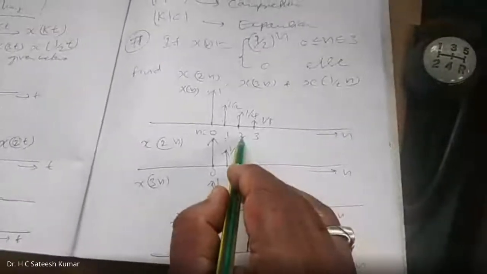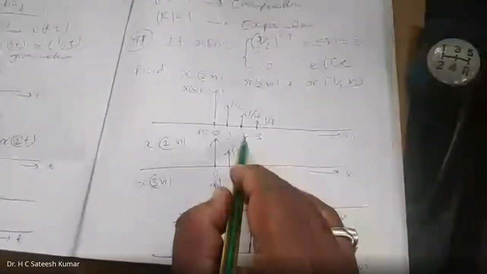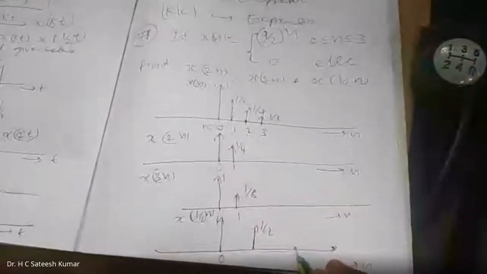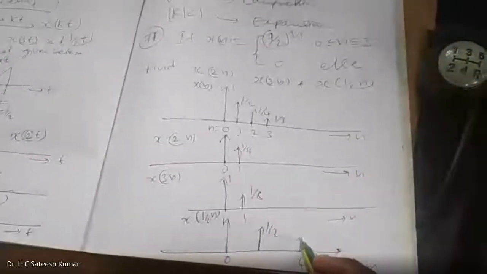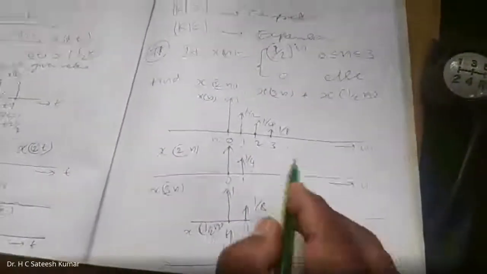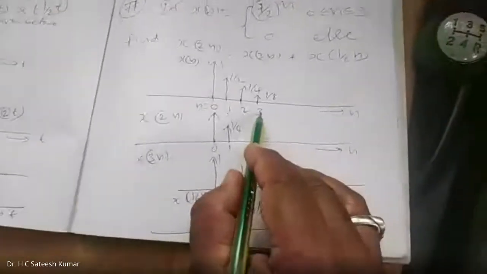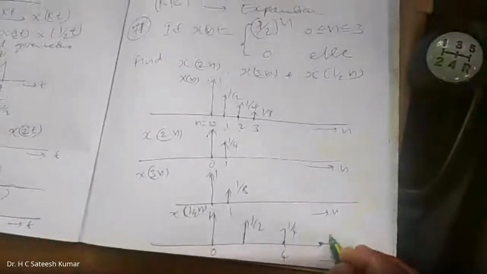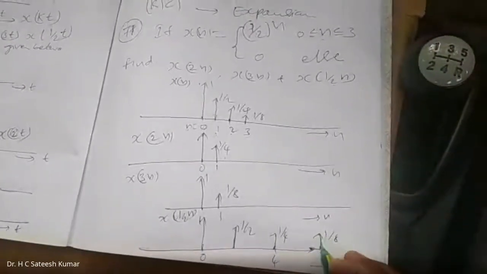Half n is equal to 2. N is equal to 4. So, this element will be at 4. At 4 we have 1 by 4. Half n is equal to 3. N is equal to 6. Therefore, at 6 we have the element with amplitude 1 by 8. That's how we should do it.